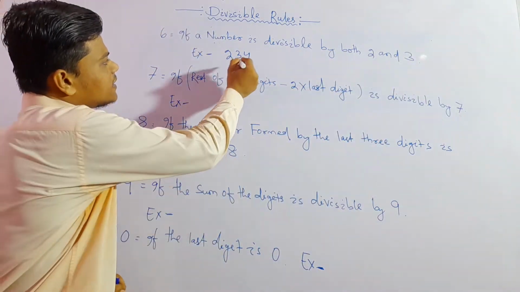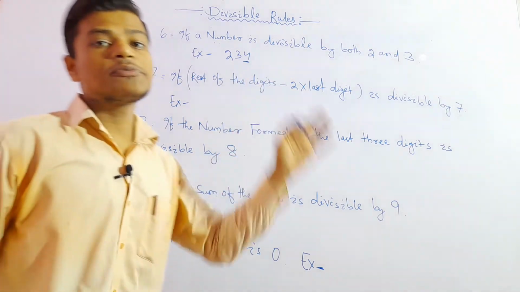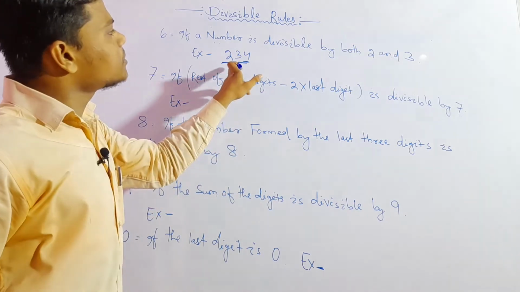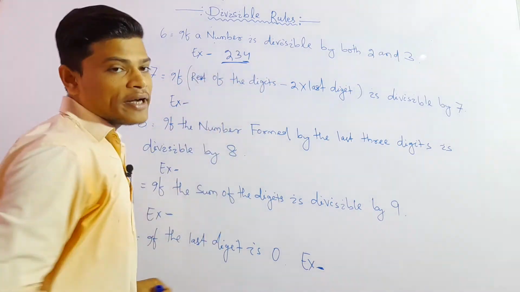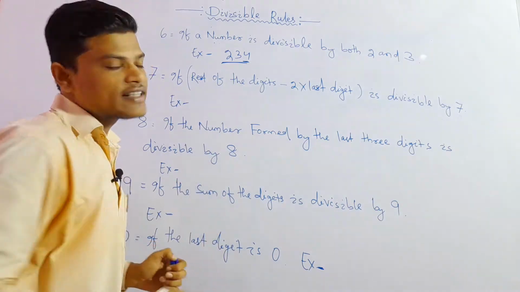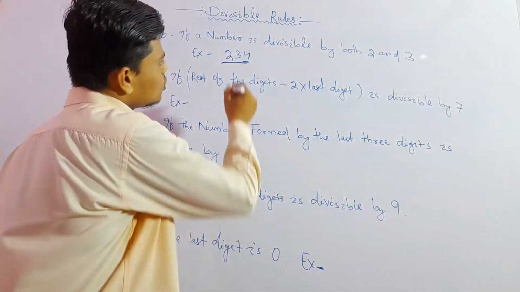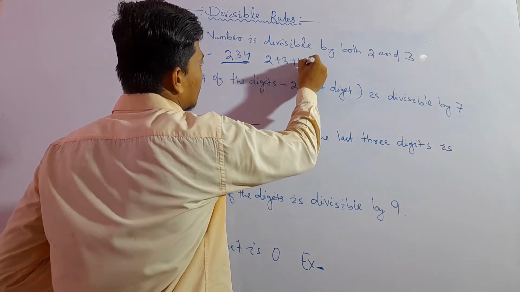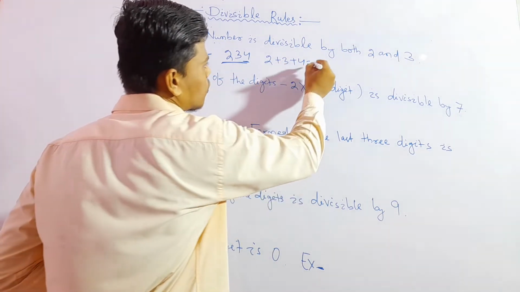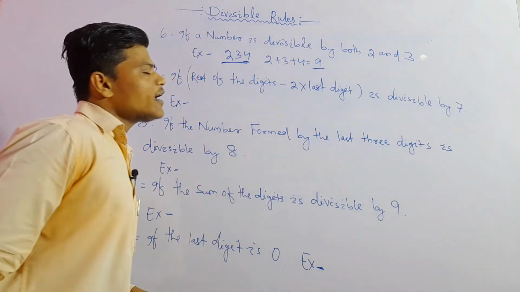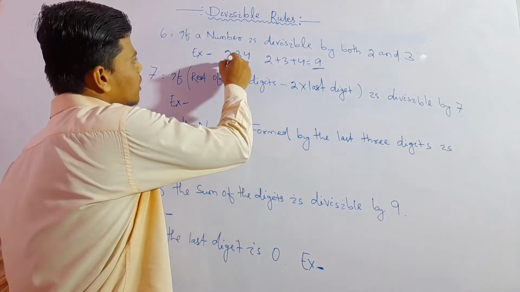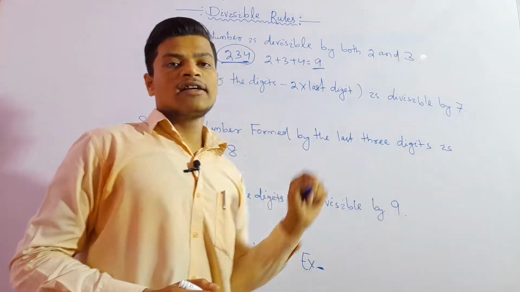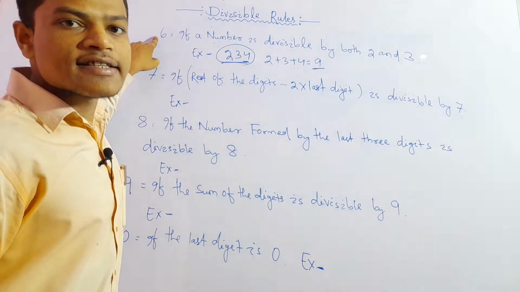Here the last digit is 4, so therefore it is divisible by 2. Now, let's check whether it is divisible by 3 or not. To be divisible by 3, the sum of its digits should be divisible by 3. Here the sum of its digits is 2 plus 3 plus 4: 2 plus 3 is 5, plus 4 is 9, which is divisible by 3. So the number 234, as it is divisible by 2 and 3, is also divisible by 6.